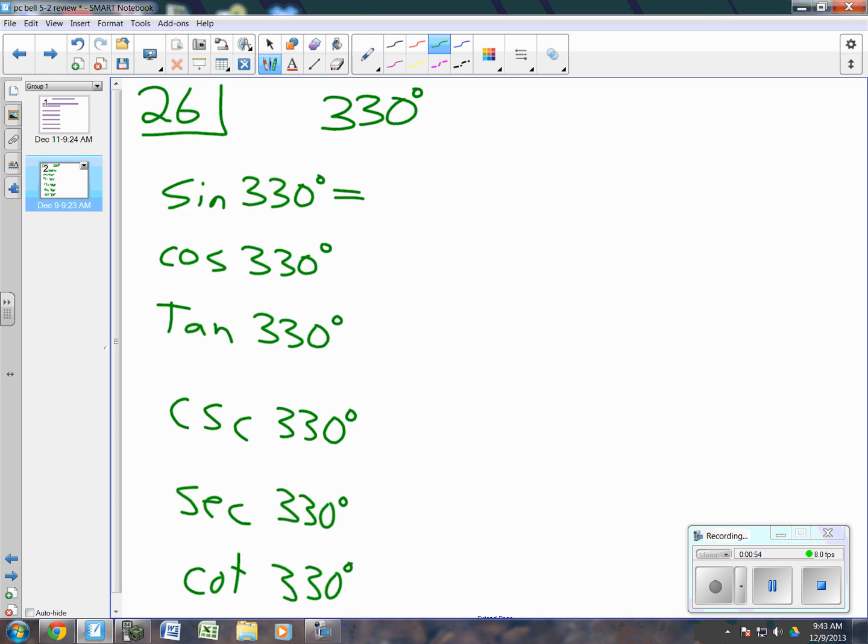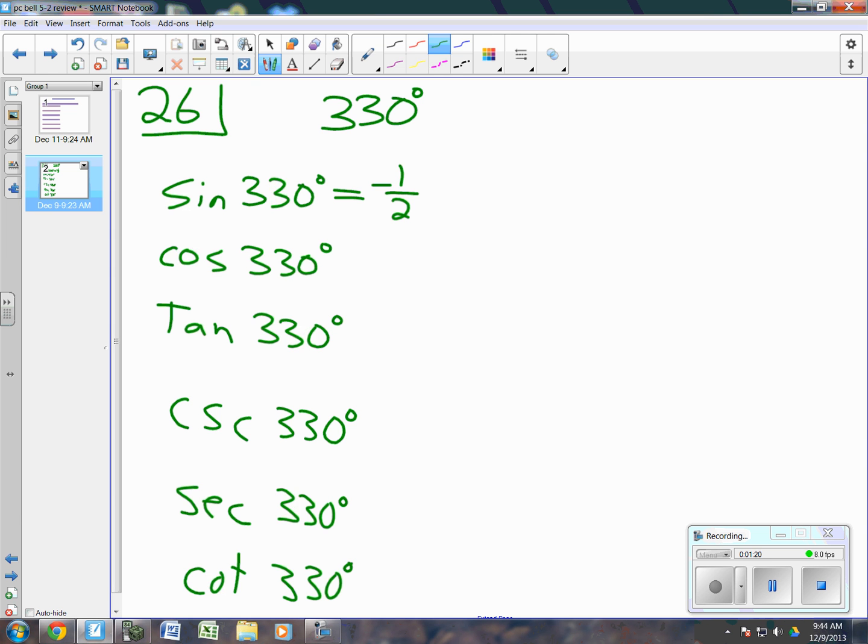But if you notice, 330 degrees is right here. And sine is defined to be what? The y-coordinate, which is -1/2. So we just take the y-coordinate, which is -1/2. Any questions about that? Do you guys understand what we're doing?